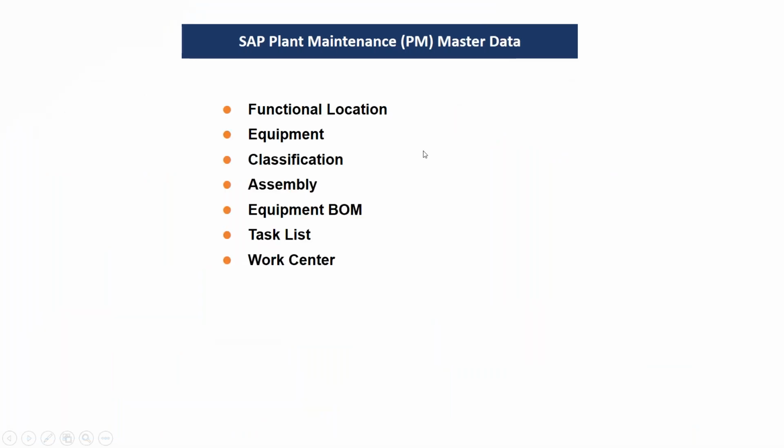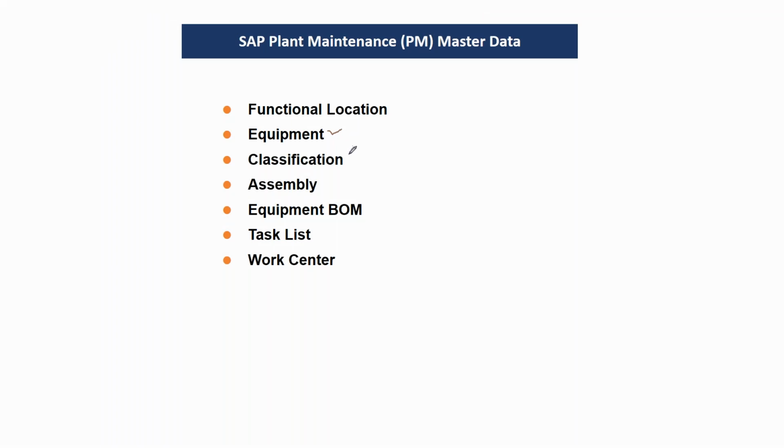Okay, this is some maintenance master data here: function location, equipment, classification, assembly, equipment BOM, task list, and work center. So function location is where your maintenance of equipment will be done, or you can say this is the place where your equipment is mounted and which is required to have maintenance.